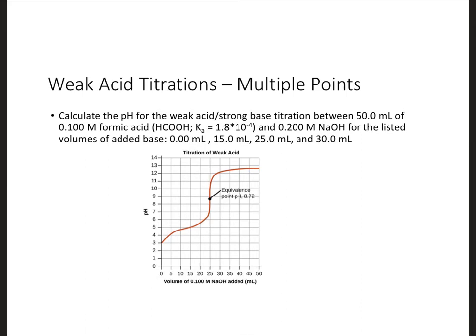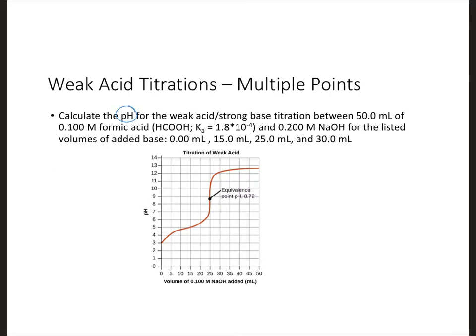So now we're moving on to the problems that are associated with weak acid titrations by strong bases. What we're going to learn here would just be flipped if you're talking about a weak base being titrated with a strong acid. In this problem, they want us to calculate the pH, which is great.